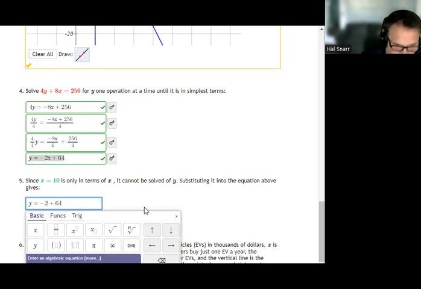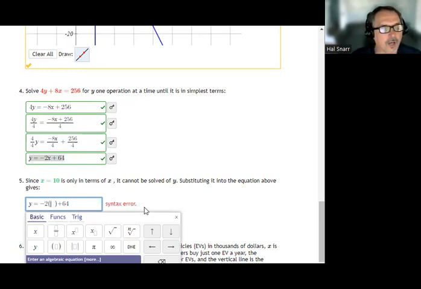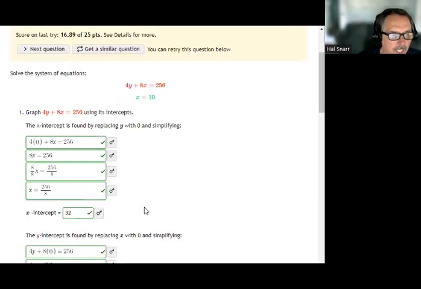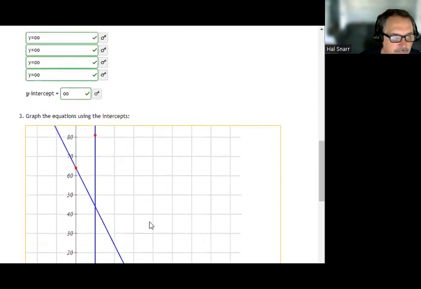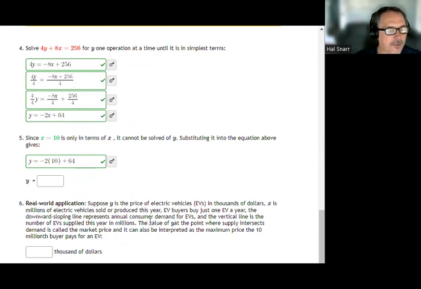And then I'm going to replace x, this is the substitution method, with parentheses. So I've replaced x with parentheses, and inside those parentheses will be the value 10, because x is equal to 10 in equation 2, right? And we can hit enter, and we can see we get that right. Now it's just a matter of doing arithmetic. So minus 2 times 10 is minus 20. Minus 20 added to 64 is 44.